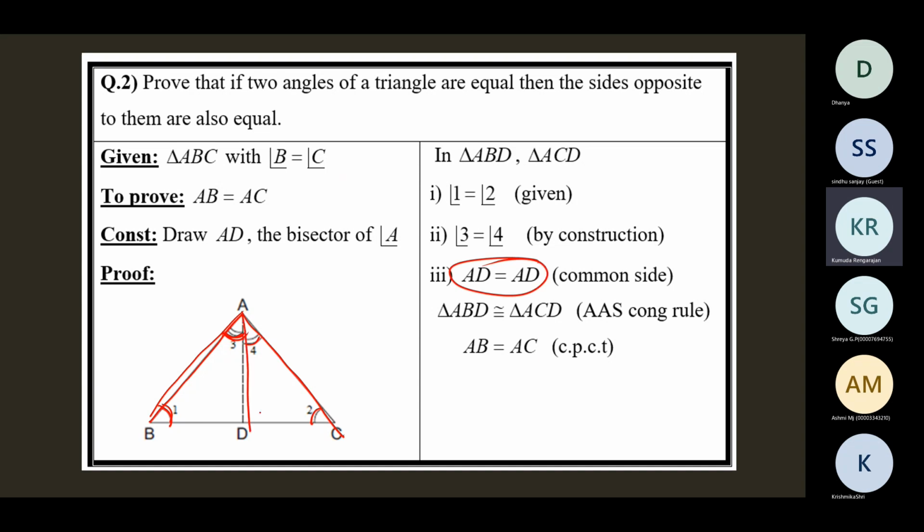AD is equal to AD, we have written. It's not the included side. It's not ASA, it is AAS. So by the AAS congruence rule, the two triangles are congruent. CPCT, AB of this triangle is equal to AC of this triangle.